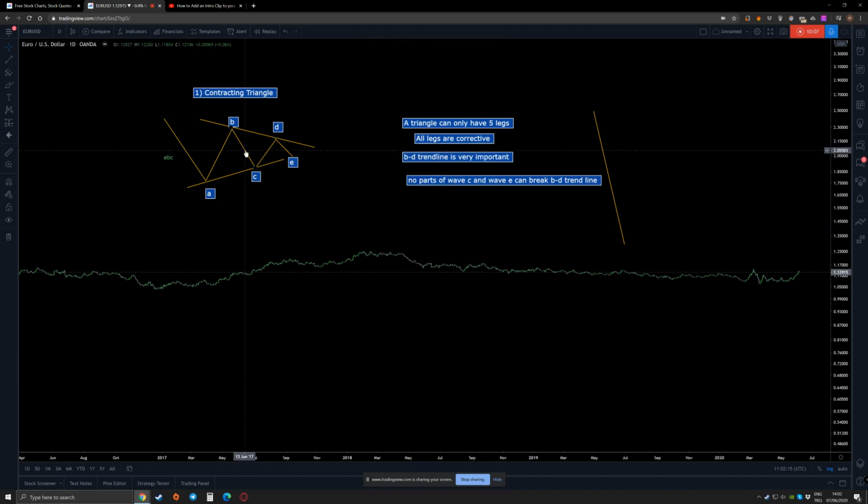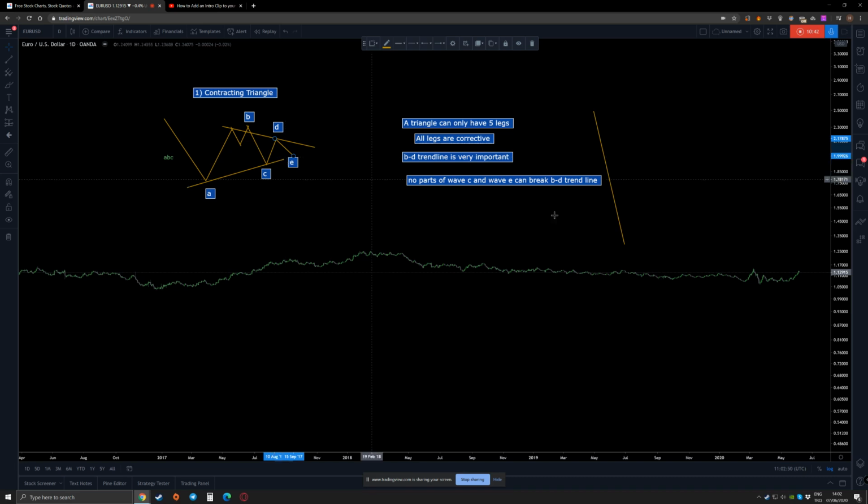For example, this C wave, yes? If this C wave did something like this, this couldn't be a triangle. Or it means that your B wave is wrong. It means that B wave would be here. Okay. The same for E wave too. E wave cannot, because if E wave actually pierces the B to D trend line, it actually means that this triangle is over. Okay. It is very important, this rule.